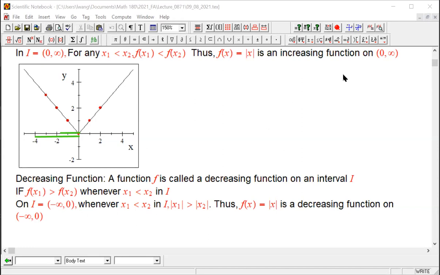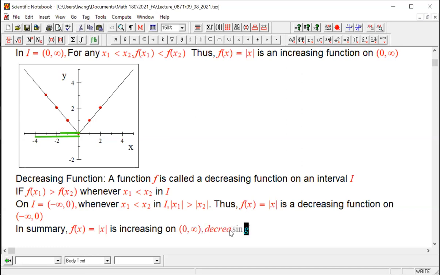You get this part. So in summary, right? In summary, I can say this: f of x is increasing on the interval of 0 to infinity, decreasing on the other interval. So this is the kind of language you're going to be using. Okay, this is how specific you need to be. Okay, so do you get it, Hazel?